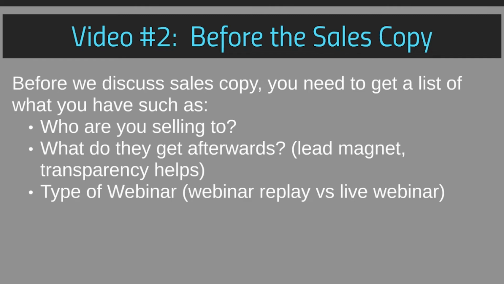So before we discuss sales copy, you need to get a list of what you have, such as who are you selling to? What do they get afterwards? Do they get something like a lead magnet, which is basically something you give away for free to gain somebody's email address? Is that going to be inside of your live webinar or webinar replay? Or is that something that people can download immediately upon filling out their email address? The reason I'm asking you to figure this out right now is because you want to put that information on your actual lead capture page.